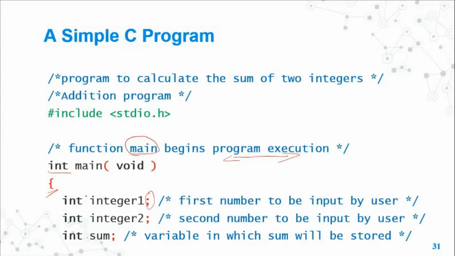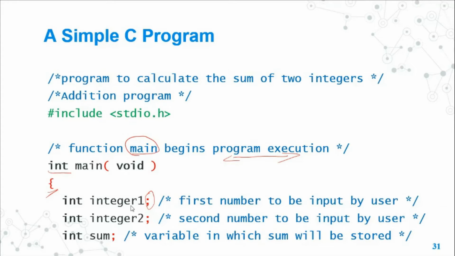So there are 3 different variables declared here: integer 1, integer 2, and sum. Out of these 3, for integer 1 and integer 2, the user has to enter the values. Then integer 1 and integer 2 will hold those 2 values. What the program does is those two values are added together and stored in the sum. And then finally that sum will be displayed.